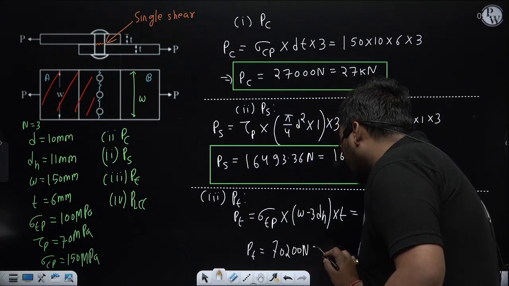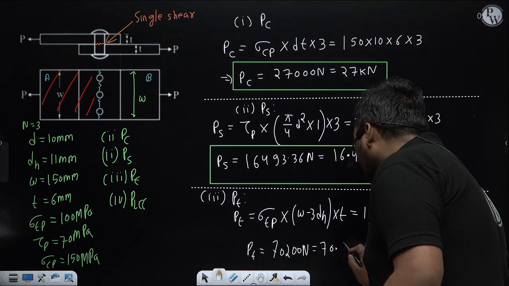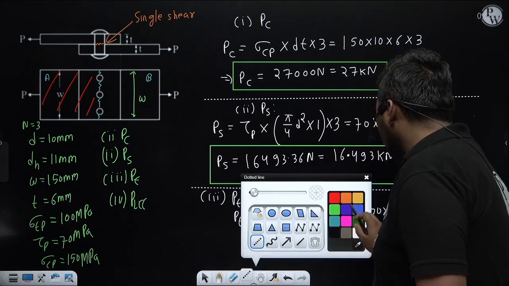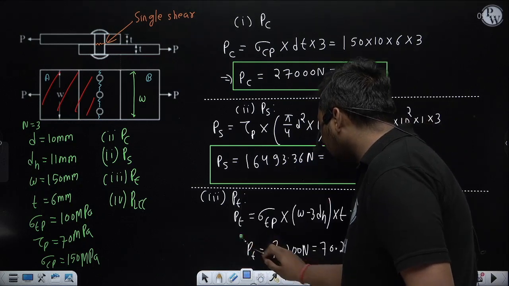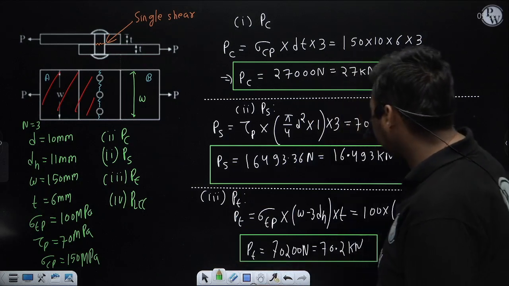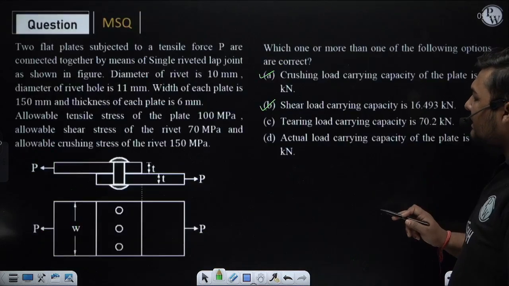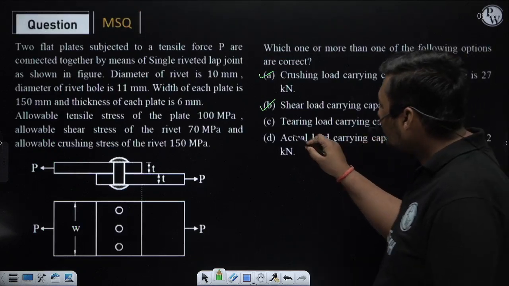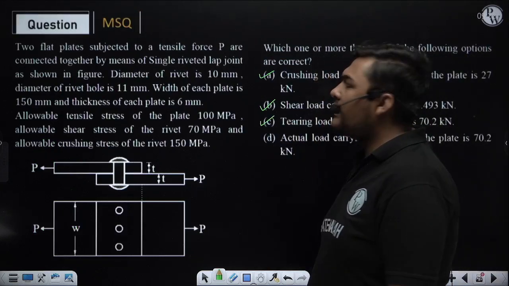It is 70200 newton. If you convert this into kilonewton, it will come 70.2 kilonewton. So the tearing load carrying capacity of this component is 70.2 kilonewton. The third option is asking the tearing load carrying capacity, which has come 70.2 kilonewton. Same answer we got. So option C is also correct.